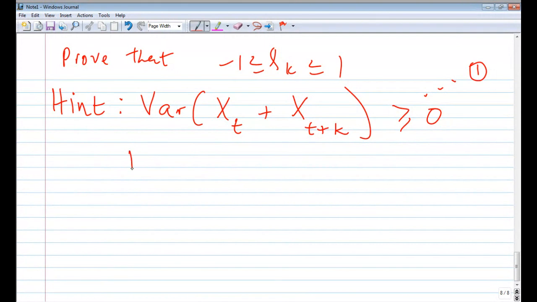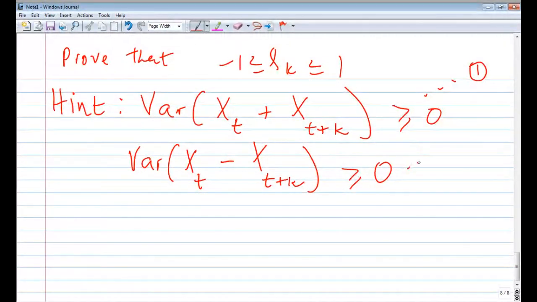Then you have another equation. Var of xt minus xt plus k. Again, it's always positive. We don't have a negative var. Then you take it as your next equation. After expanding the var of xt plus k, you equate it to 0. Then you do the same, you expand var of xt minus xt plus k greater or equal to 0. Then you equate the two equations. After equating the two equations, you will get the answer there.